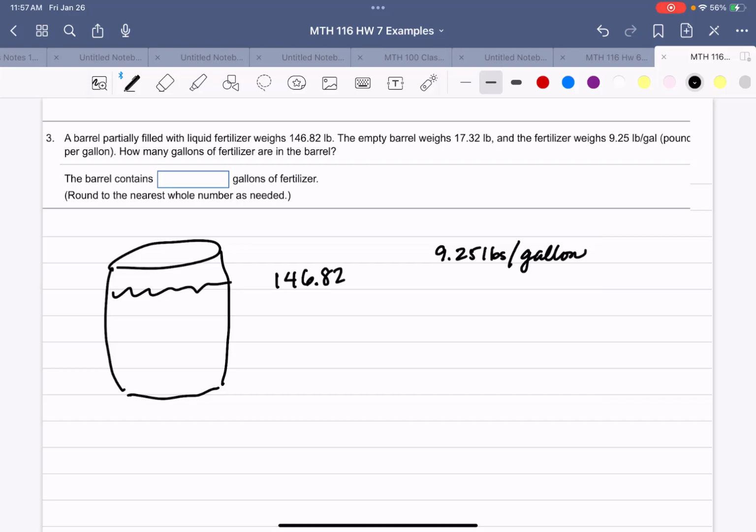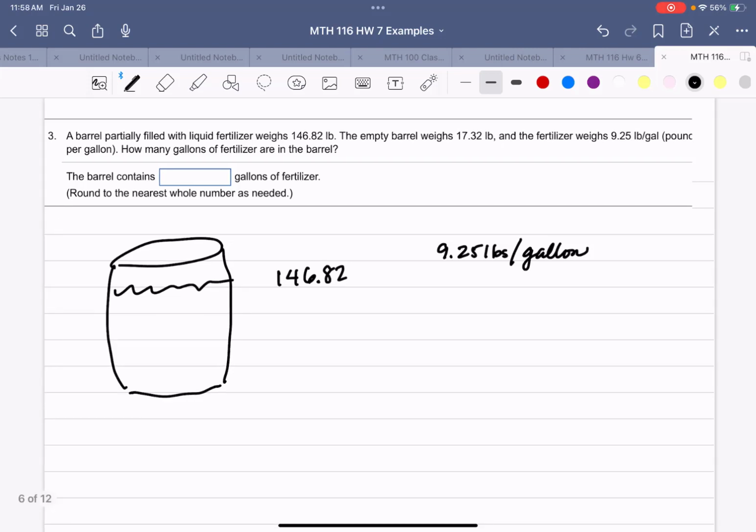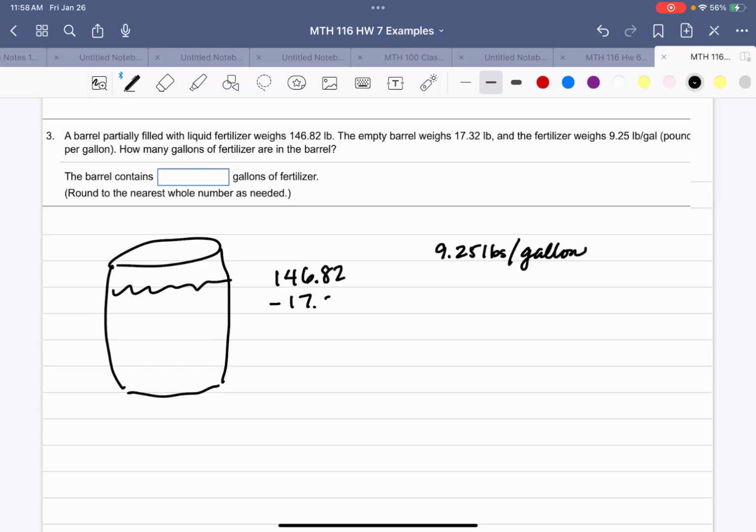Well, they want to know how many gallons of fertilizer we have. Well, first thing we have to do is take away the weight of that barrel. So I'm going to subtract off the barrel to see how many pounds of fertilizer I actually have. So 146.82 subtract 17.32 means I've got 129.5 actual pounds of the fertilizer.